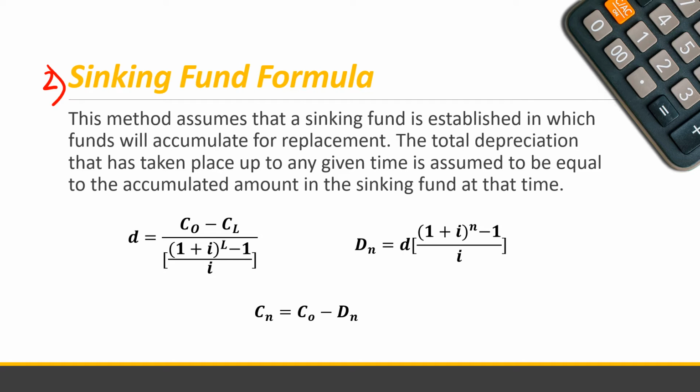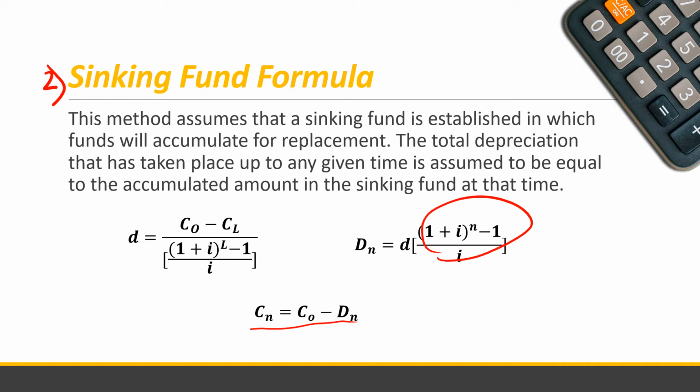And total depreciation at n years is the annual depreciation multiplied by ((1 plus i) to the n minus 1) over i. So this is like the compound formula. Since depreciation is annual, it is like an annuity. So this part here. And C sub N, okay, the book value at n years, is C sub O minus D sub n.